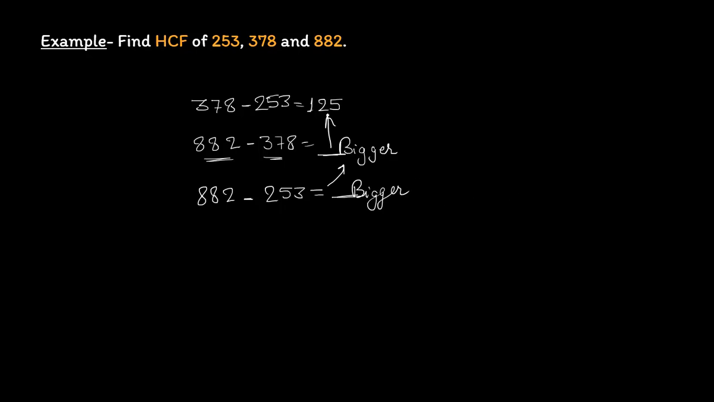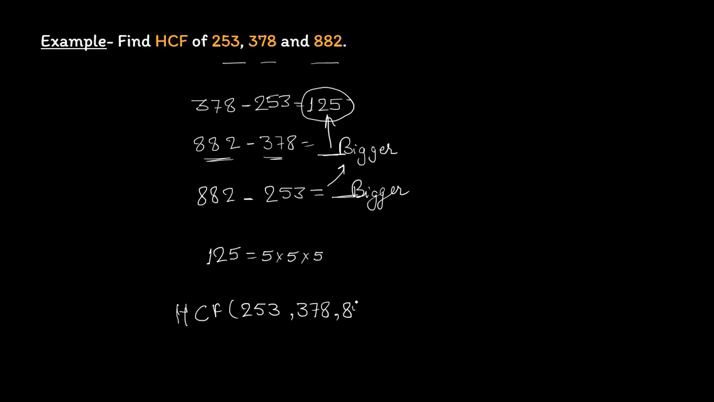So we will have to choose 120 and we will have to find factors of 120. Sorry, it's not 120, it's 125. Factors of 125 are 5 times 5 times 5. But 5 doesn't divide any of these numbers, so there is no common factor. So the HCF of 253, 378 and 882 is equal to 1.